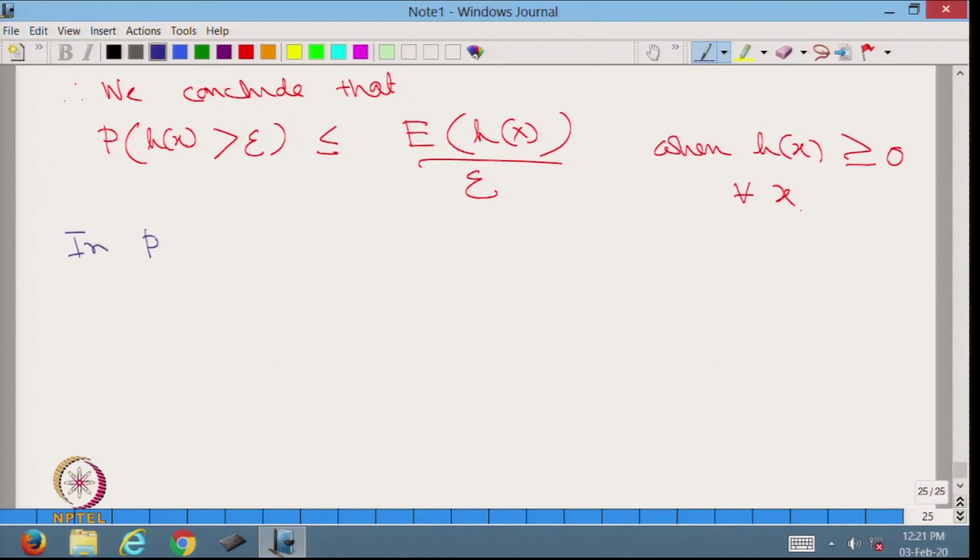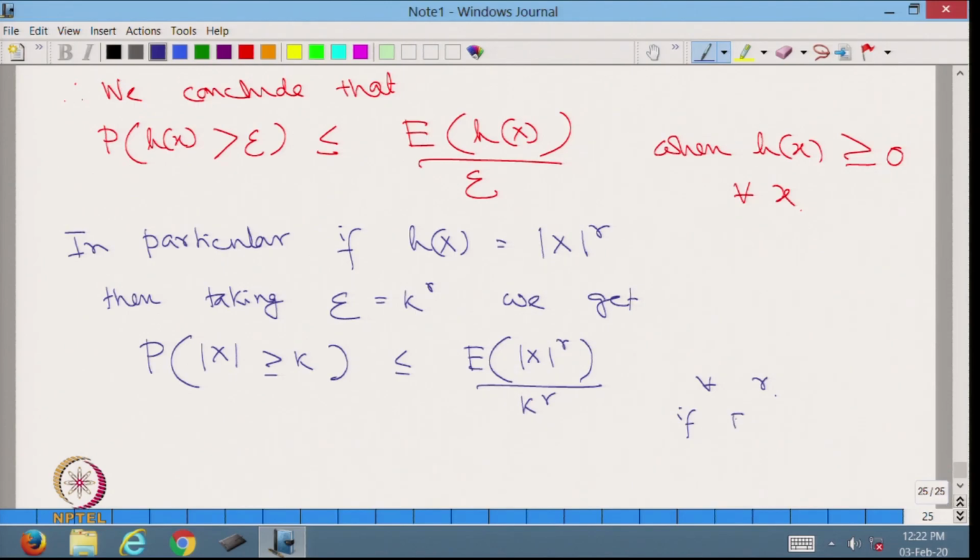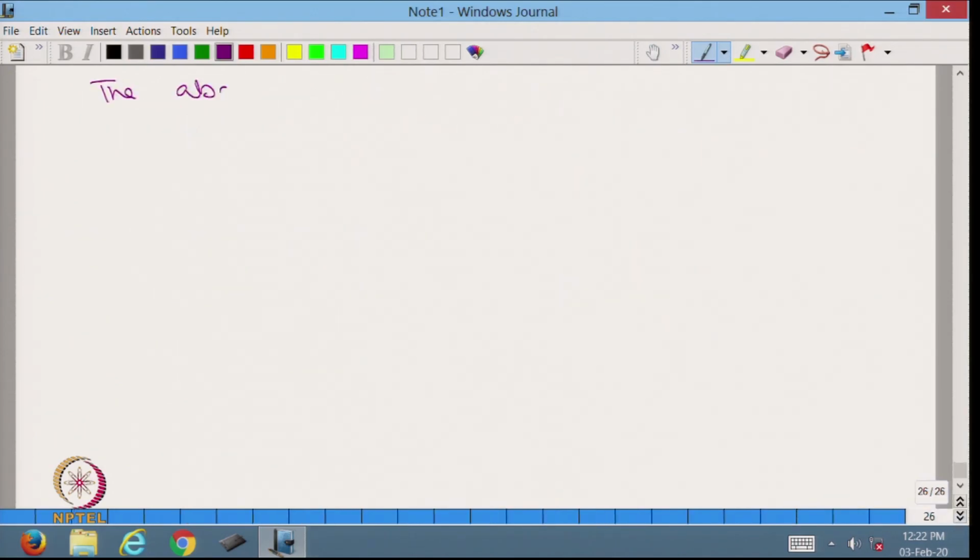In particular, if h(x) is equal to modulus of x to the power r, then taking epsilon equal to k to the power r, we get probability modulus of x greater than or equal to k is less than or equal to expected value of modulus of x to the power r divided by k to the power r, for all r, if expectation of modulus of x to the power r exists. The above is called Markov inequality.